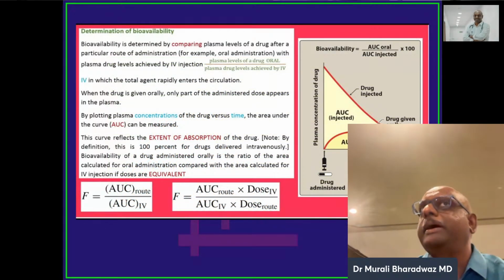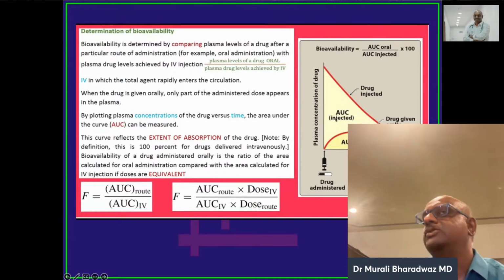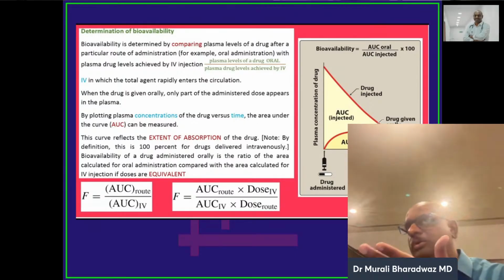How do you calculate the bioavailability? So you have area under curve orally, area under curve injected. So bioavailability is area under the curve orally by area under the curve injected into 100. Which curve? Concentration against the time.